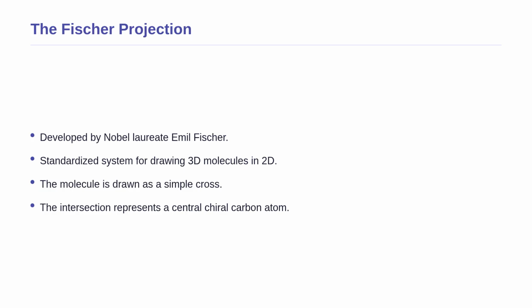This brings us to an elegant solution. To solve this mapping problem, scientists use a special projection for molecules called the Fischer projection. It was developed by the Nobel Prize-winning chemist Emil Fischer specifically to make drawing complex carbohydrate structures much easier. In a Fischer projection, the molecule is drawn as a cross. The intersection of the lines represents a central carbon atom, specifically a chiral center. This standardized system lets us easily see the three-dimensional shape without the clutter of complex 3D drawings.